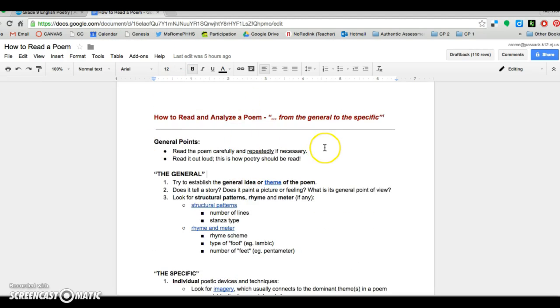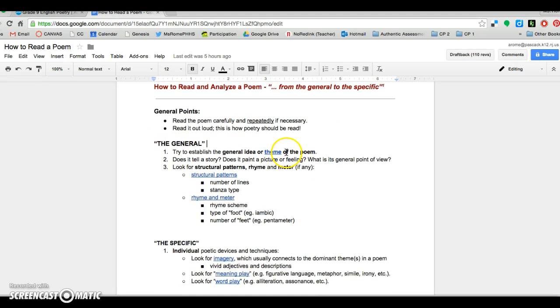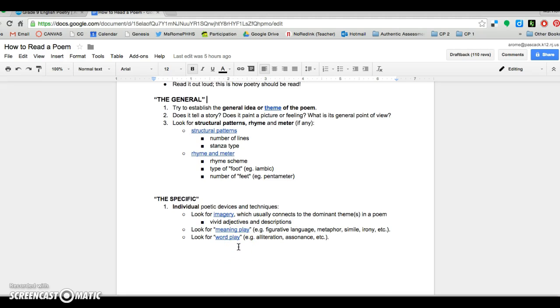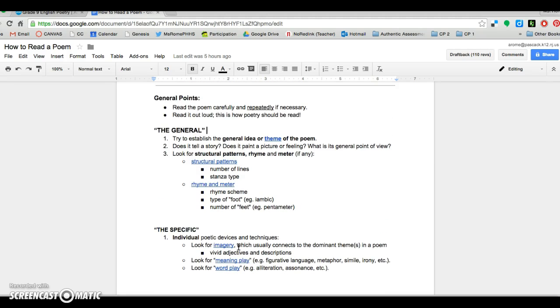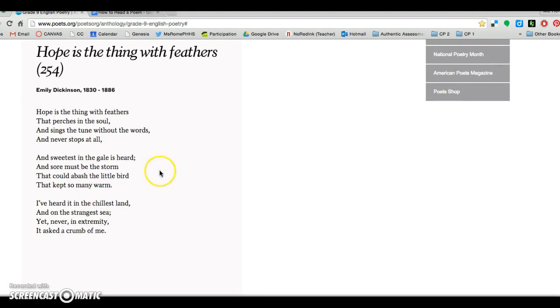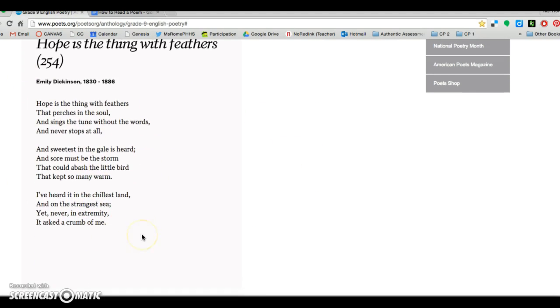So that is how to read a poem. You read the poem out loud, you try to figure out the theme, the structural patterns, the rhyme and the meter, imagery, any sort of figurative language, and any sort of poetic devices that you can find. And again, the best way to do this is to just annotate as much as possible. Really mark your papers up or your documents up to show that you are analyzing and breaking down and finding meaning in these poems.